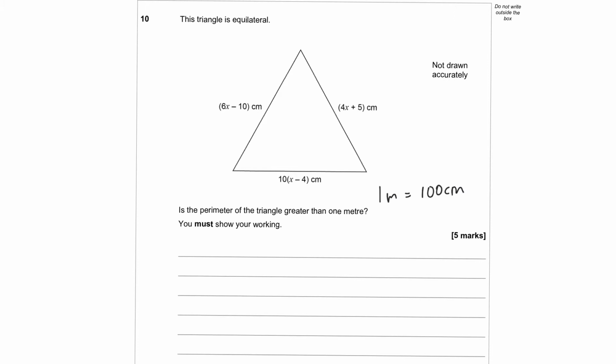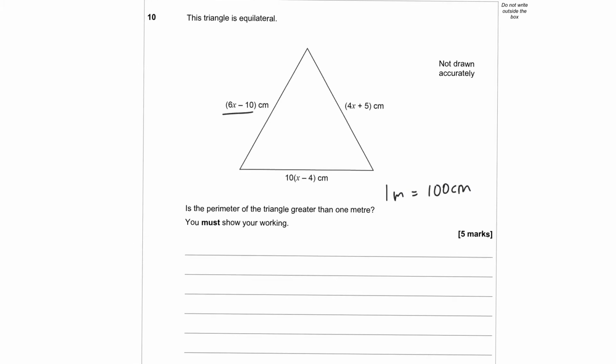So with an equilateral triangle, all the sides are the same, right? So that means this side here is equal to this side, which is equal to this side. So I'm only going to make two of the sides equal to each other just to work out what x is. I'm going to use the first two, so this one and this one. So 6x minus 10 is equal to 4x plus 5. Then we're going to bring the x's together and then bring the numbers together. So that would be 2x is equal to 15. Then divide by 2 on both sides. x would be equal to 7.5.